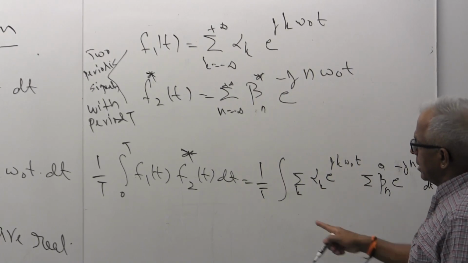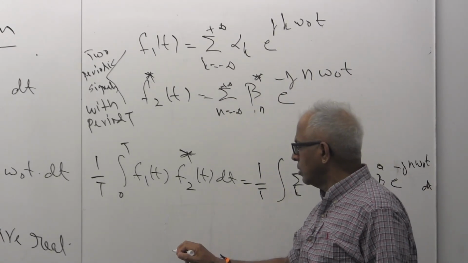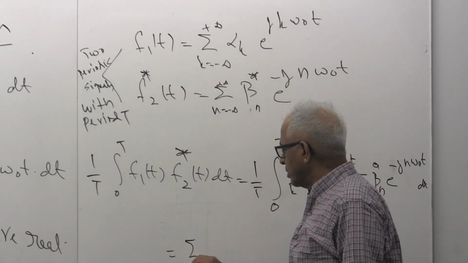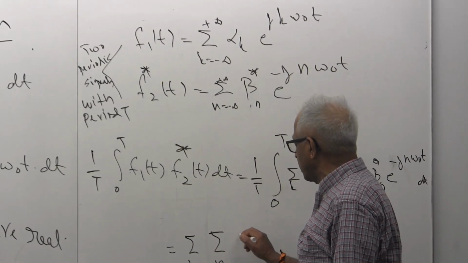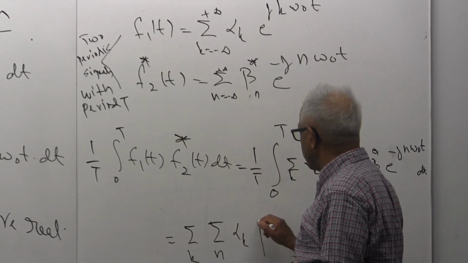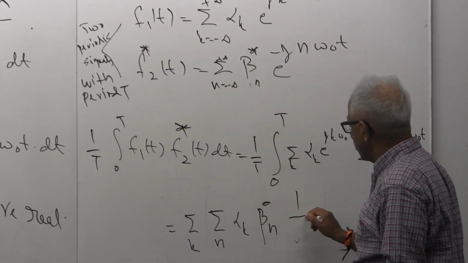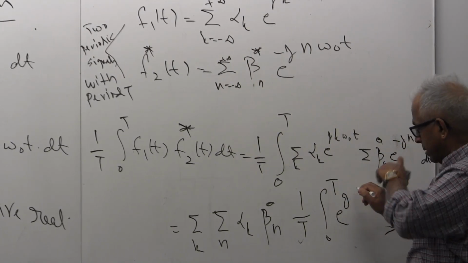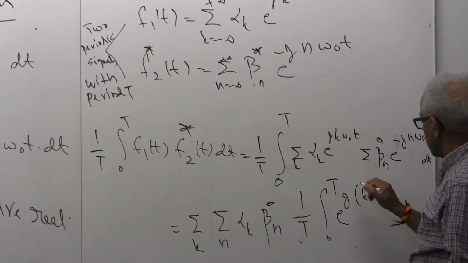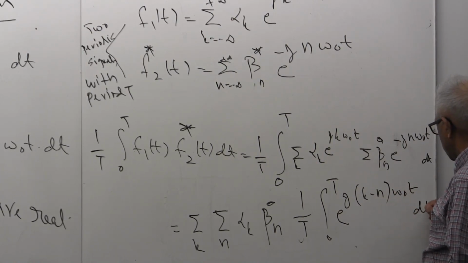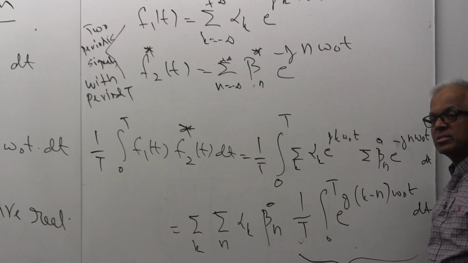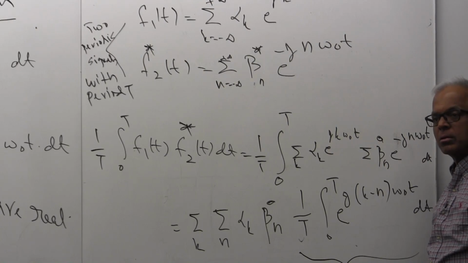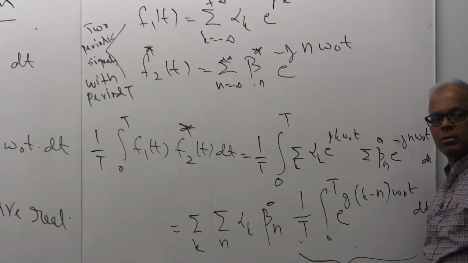So I'm going to do the integration on dt, remember. So integration from 0 to T. So this will be one summation on k, one summation on n, alpha k, beta n star. Then you have 1 over T integral 0 to T e raised to j(k minus n) omega naught t dt. We went through this. What is the value of this integral? 1 if k equals n and 0 if k is not equal to n.